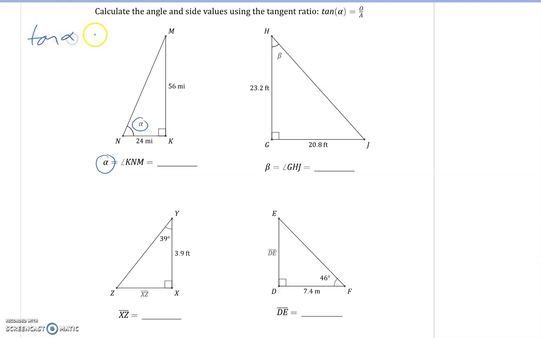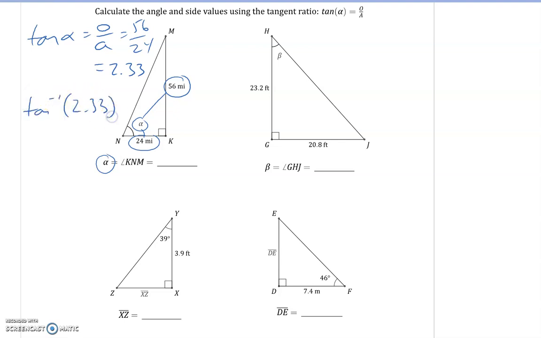So tan alpha would be equal to opposite divided by adjacent. The opposite, on the opposite side, would be the 56. The adjacent is the one touching it right there, so that's the 24. So we've got the 56 divided by 24, so I'll punch that out. 56 divided by 24 gives us 2.33. So then to find the actual angle, I need to take the inverse tan of that 2.33, and that will give me my angle. So I inverse tan that answer, and it tells me I have an angle of around 67 degrees. All right, so there's that one.